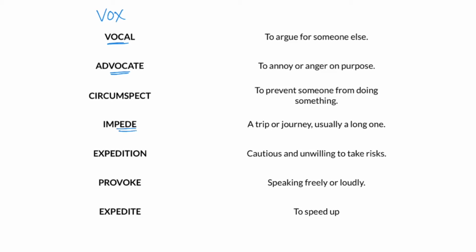Impede came from the word ped, which meant foot. Spect meant to look, and then the others are ped and voc meaning voice, and ped again. So let's go through the definitions. Vocal, that's to use your voice a lot. So you might be loud, and you also perhaps speak up. You might be vocal about your beliefs, you speak about them a lot. To advocate for someone, that's when you speak up for someone else.